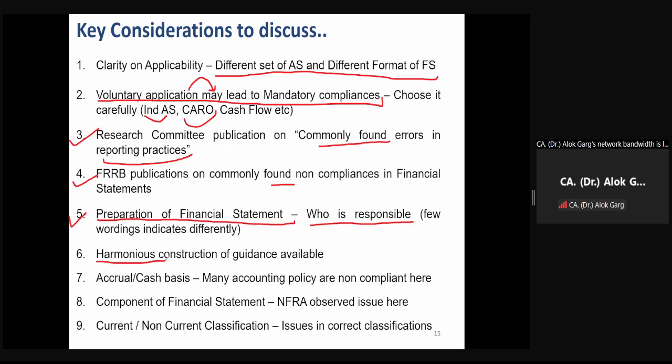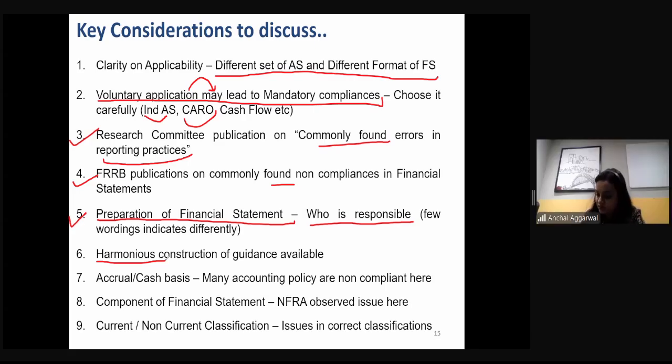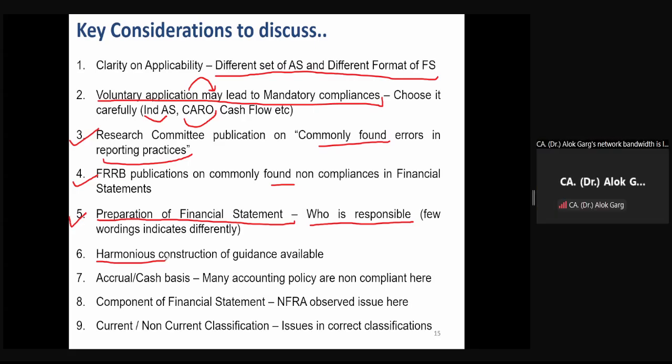Harmonious construction of guidance available. What does it mean? I'll give you a classic example here. If a company has opted for revaluation of fixed assets, revaluation of property, plant, and equipment, when you look at Schedule 3, it says that whenever a company is doing a revaluation, and for example, prior to revaluation the fixed asset was 110 and after revaluation it became 125, the difference is more than 10%. In that case, you have to give the reconciliation, the walk of the revaluation.